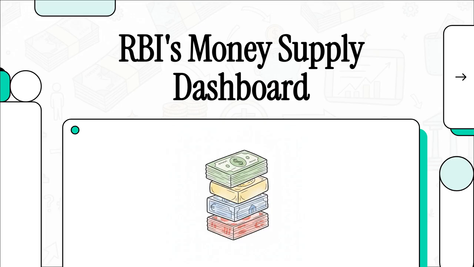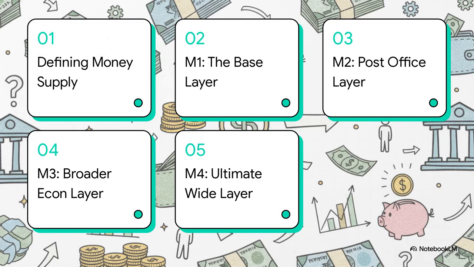We're going to take complex financial mechanics and break them down visually. We'll be constructing the 4 structural metrics the RBI uses for tracking money: M1, M2, M3, and M4. And we're going to build them block by block, layer by layer, right here. Okay, let's dive into this.